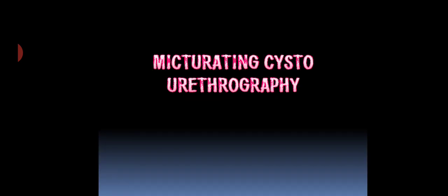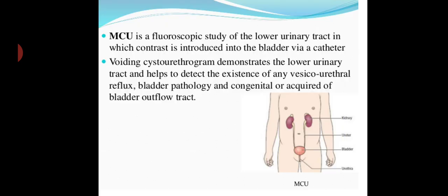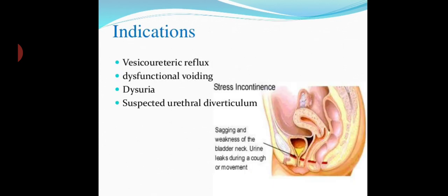Then micturating cystourethrography, that is MCU. MCU is a fluoroscopic study of the lower urinary tract in which contrast is introduced into the bladder via a catheter. Voiding cystourethrogram demonstrates the lower urinary tract and helps to detect the existence of any vesicoureteric reflux, bladder pathology, and congenital or acquired abnormalities of the bladder outflow tract. Indications of MCU are vesicoureteric reflux, dysfunctional voiding, dysuria, and suspected urethral diverticulum.